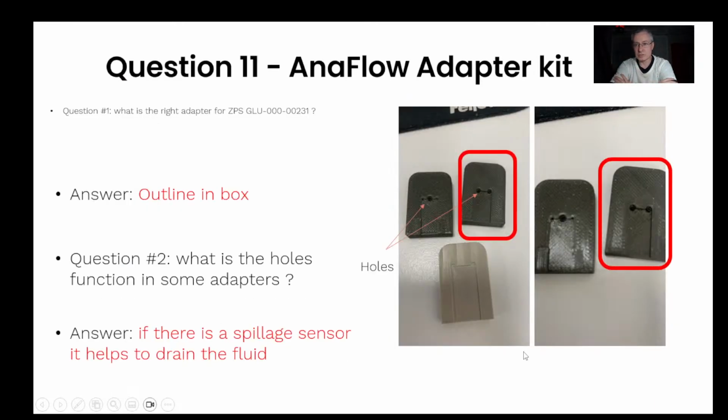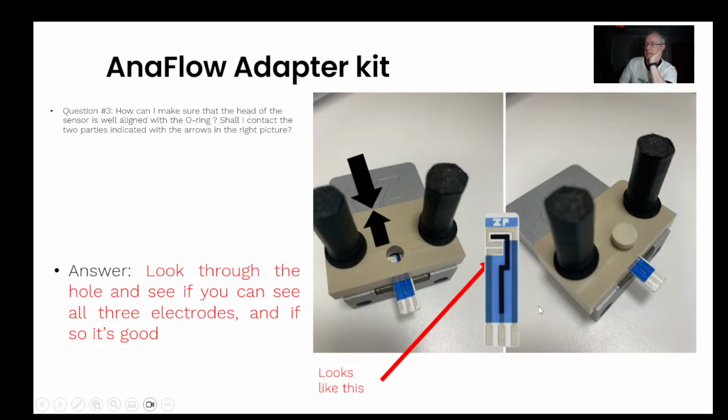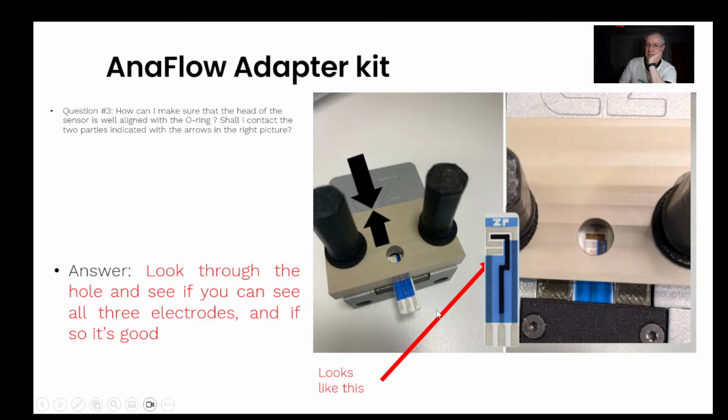Somebody's got a flow cell from Zimmer and Peacock. They're thinking about using it with our glucose sensor. So they've got one of these kits. I've just been helping them understand how to put the sensor into the flow cell and how to line it up. So you can see there's electrodes.